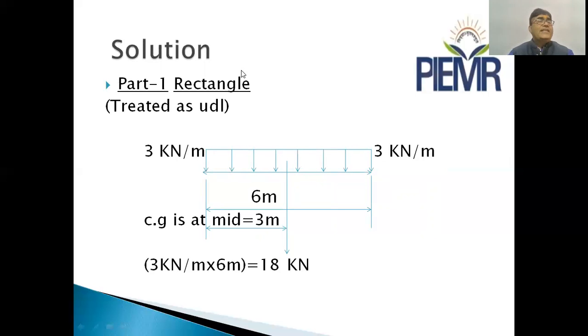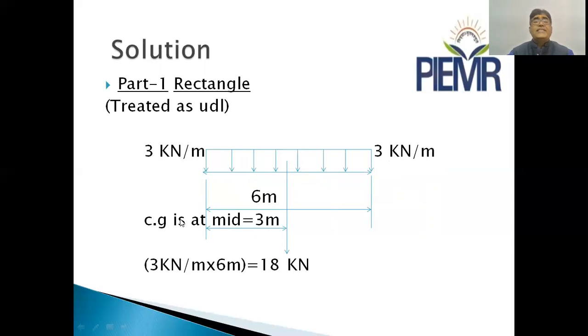I will be treating it as a rectangle, and since it is a rectangle, it will be treated as pure UDL. I have cut the part, and the rectangular UDL part is shown here. On both sides there is 3 kilonewton per meter uniformly distributed load. The span is 6 meter. The center lies at 3 meter.